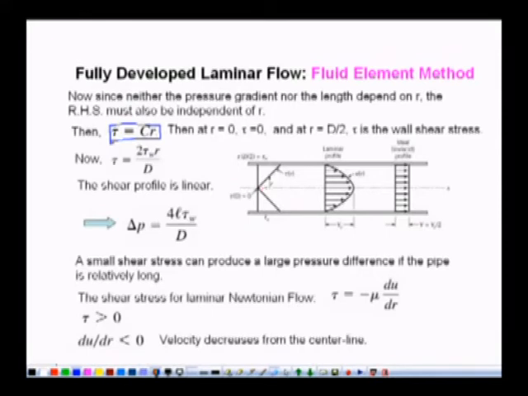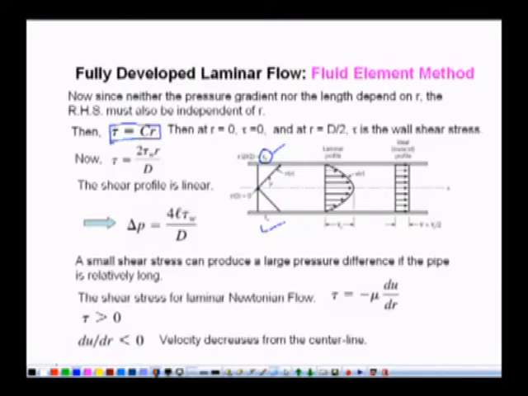when r is equal to 0, then shear stress is 0, and when r is equal to capital R, then tau is maximum and it is designated as tau W, wall shear stress, right. So, in this manner we can say that shear stress varies linearly. This is for real fluid.